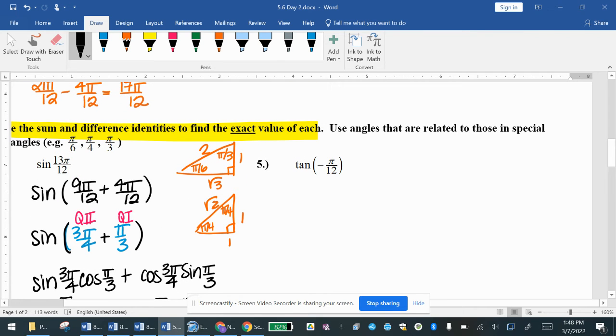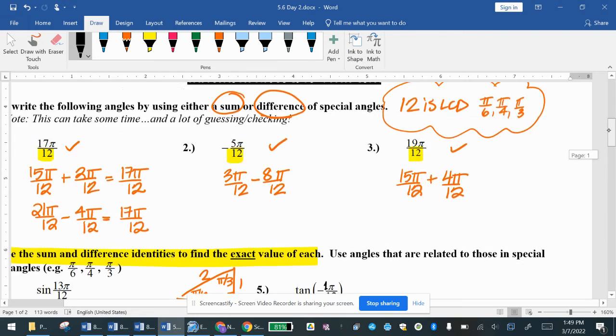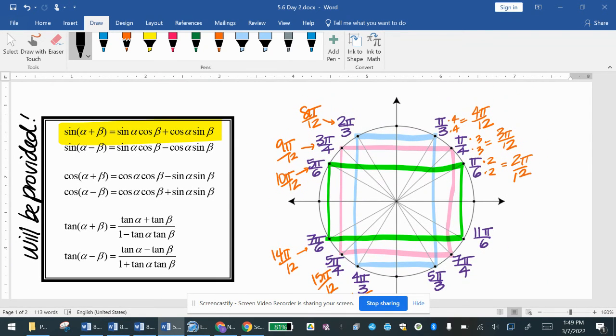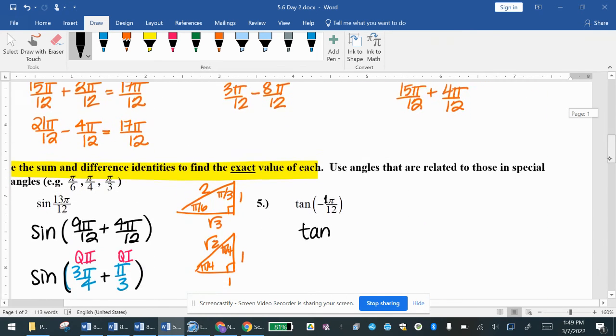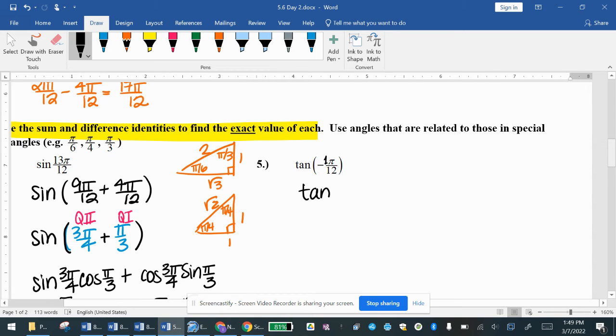So, tangent of negative pi over 12. We're going to create a combination, oopsies, of how to write negative 1 pi over 12 using my twelfths. You don't need to get crazy with it, right? You can just use the ones that you've been given. You can use anything in quadrant 1 pretty much to get a negative 1 pi over 12.